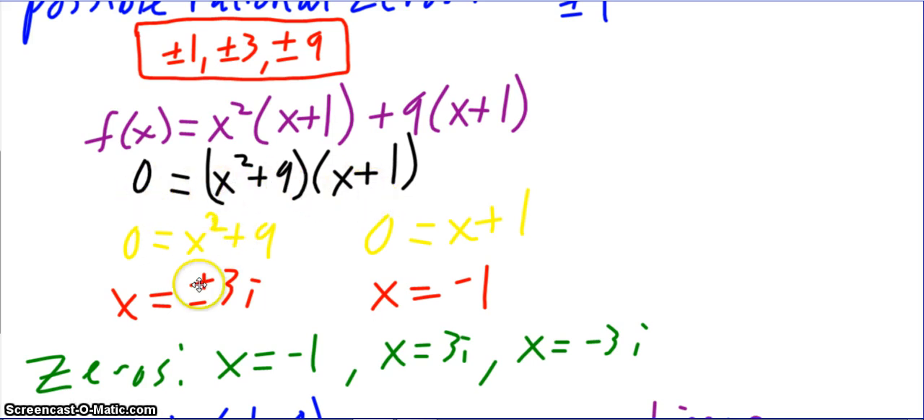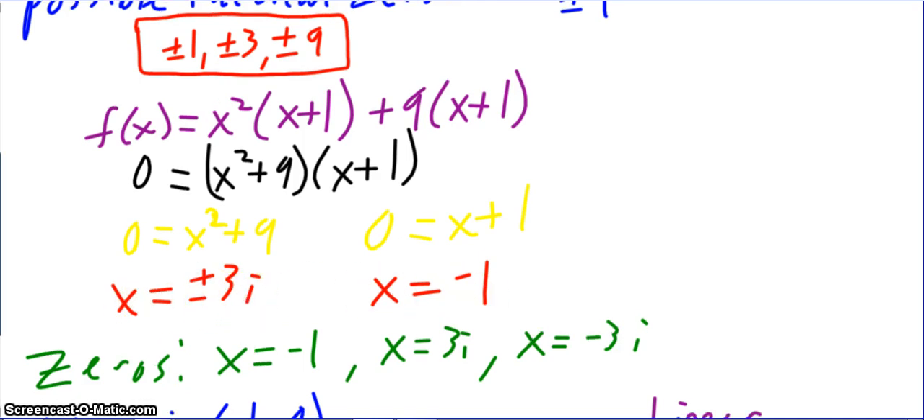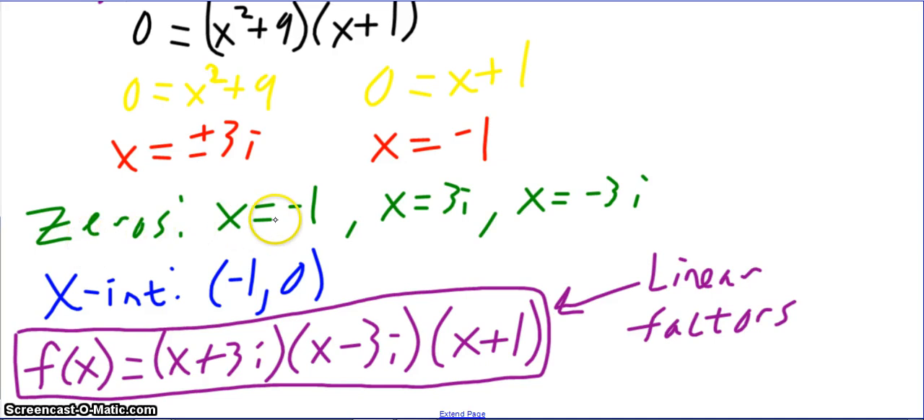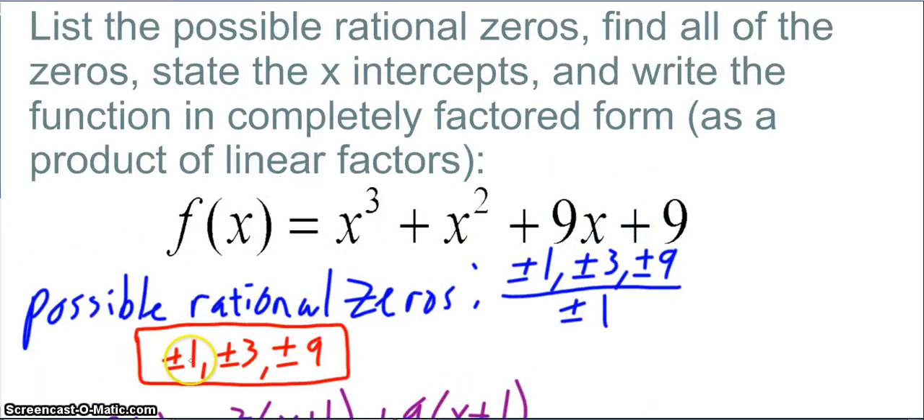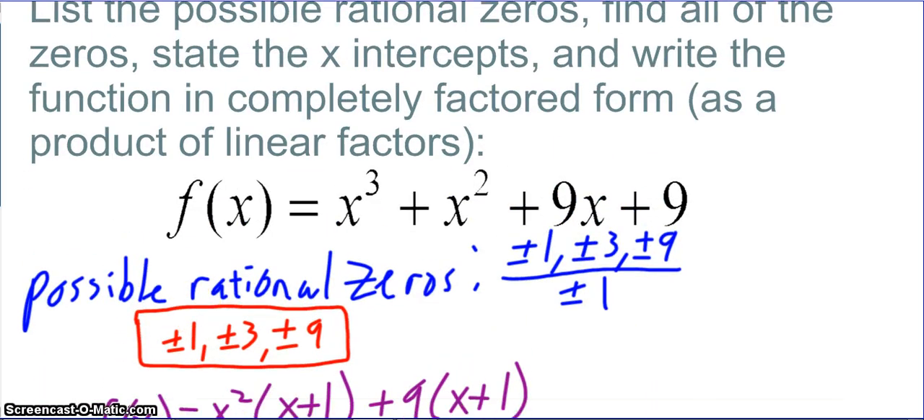So I set this equal to 0. I end up with x equals plus or minus 3i and x equals negative 1. So the actual zeros are x equals negative 1, x equals 3i, and x equals negative 3i. Notice that the only rational zero was negative 1, which is one of our possible rational zeros.